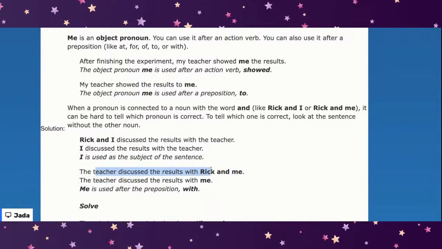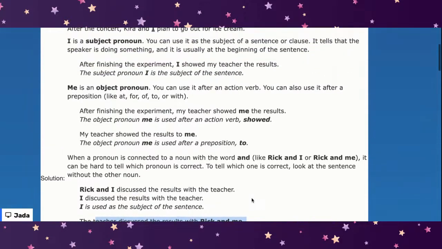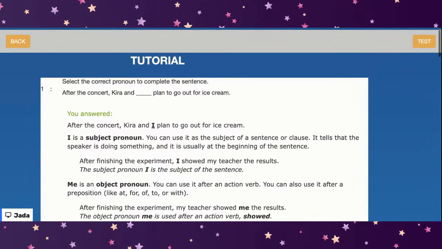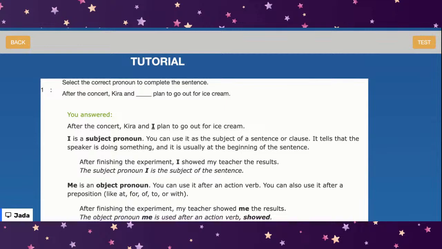Then the teacher discussed the results with Rick and me. So the teacher discussed the results with me. Then you know that me is suitable in this sentence. So you have to try to remove the other noun and use the pronoun to make the sentence, and see which one is the most correct and most suitable answer.